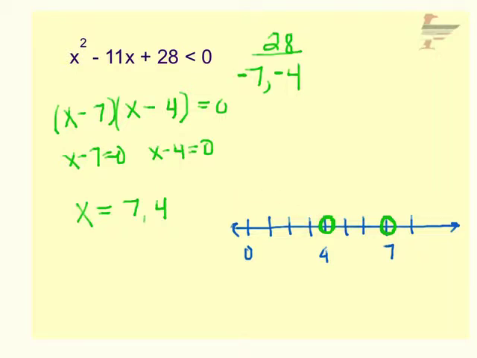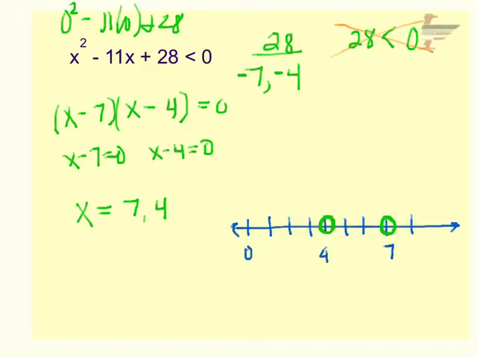If you test the point 0, as long as 0 is not one of your solutions, that means just plug in a 0 for x. So 0 squared minus 11 times 0 plus 28. What do we get? Those zeros cancel away. We have 28 is less than 0. Is this true? Is 28 less than 0? And we say, well, no, it's not. 28 is not less than 0, which means that's not true.